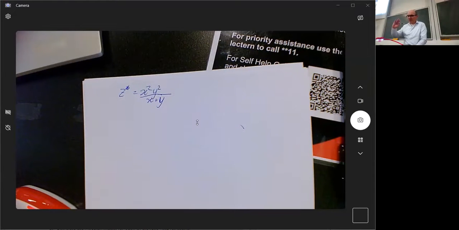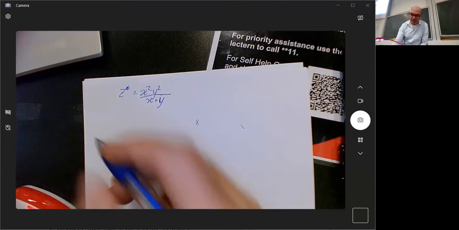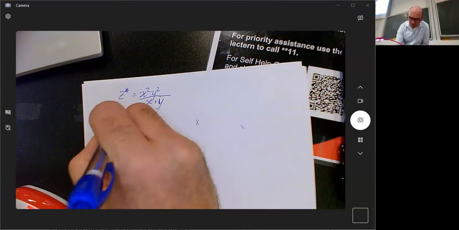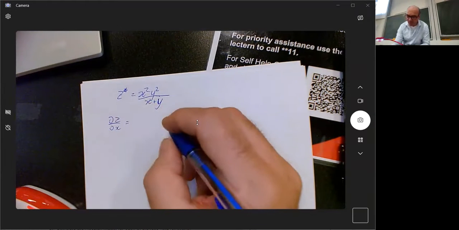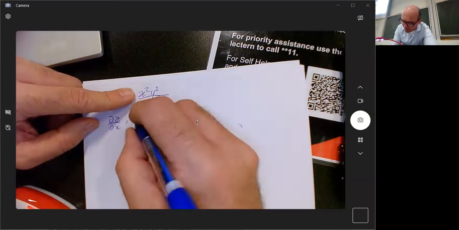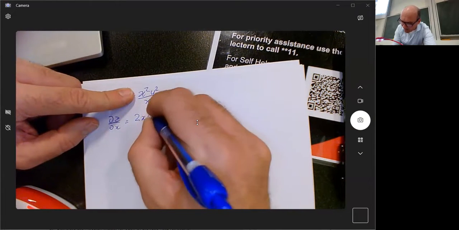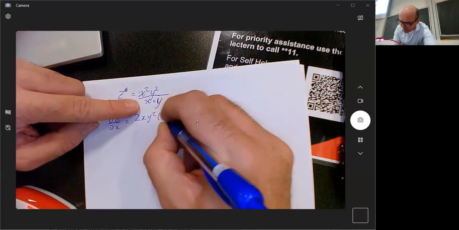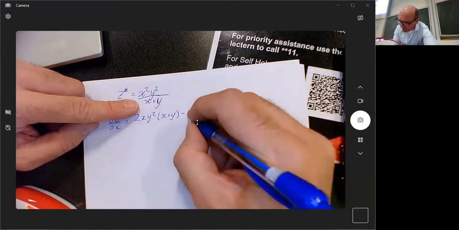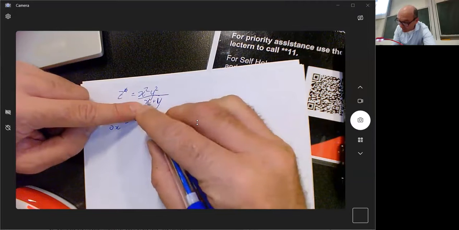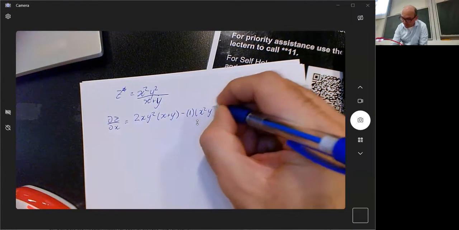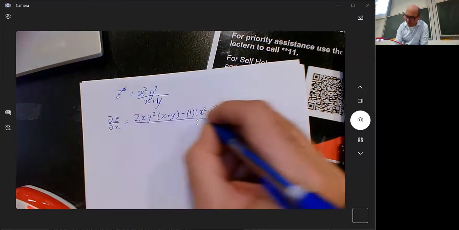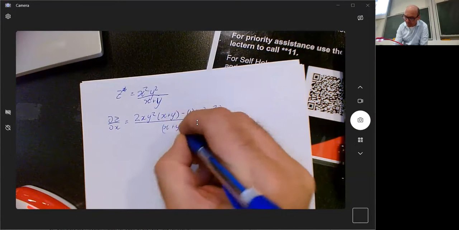First thing I'm going to point out is both the numerator and the denominator are functions of x and y. That means if I'm doing the partial of z with respect to either x or y, I have to apply the quotient rule. Quotient rule says derivative of the top line. I'm doing a partial with respect to x, so it's 2xy squared times the bottom line, x plus y, minus the derivative of the bottom line, which in this case is just 1, times the top line, x squared y squared, all on x plus y whole squared.